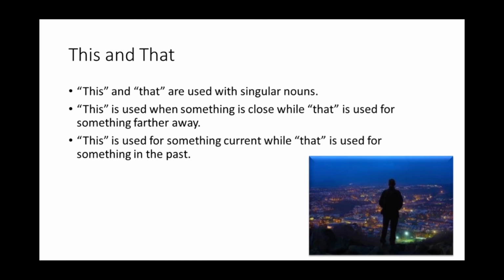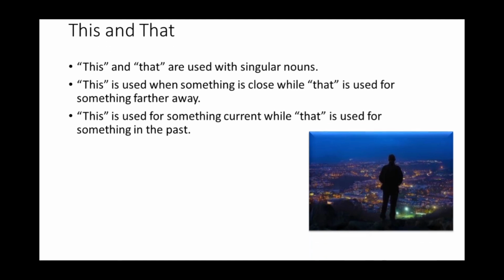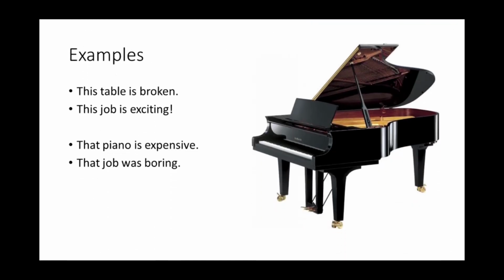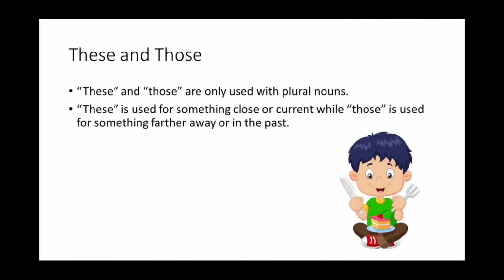This and that. This and that are used with singular nouns. This is used when something is close, while that is used for something farther away. This is used for something current, while that is used for something in the past. Examples: this table is broken. This job is exciting. That piano is expensive. That job was boring.